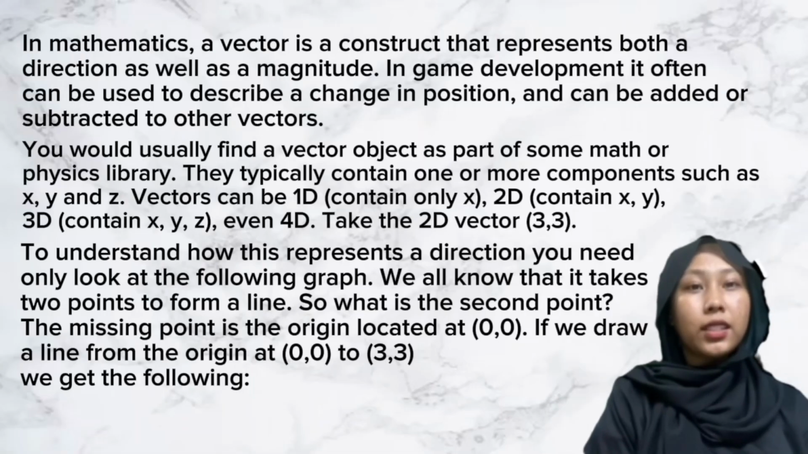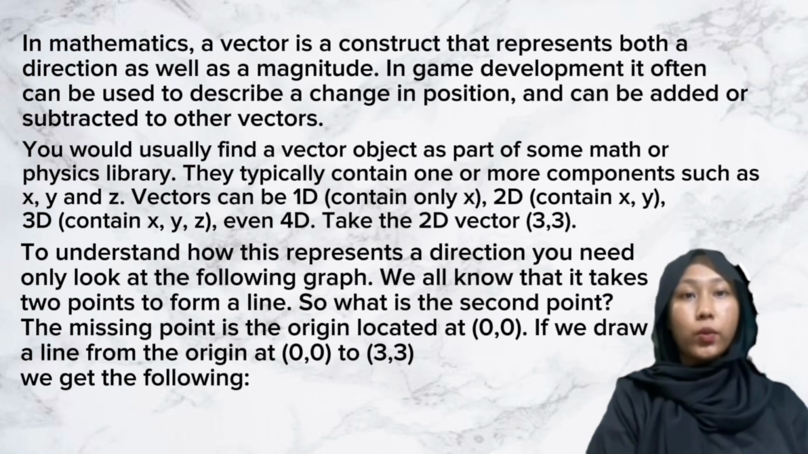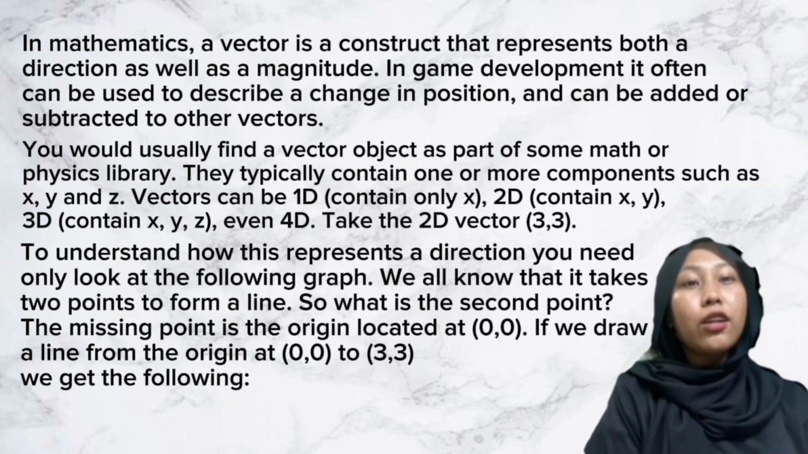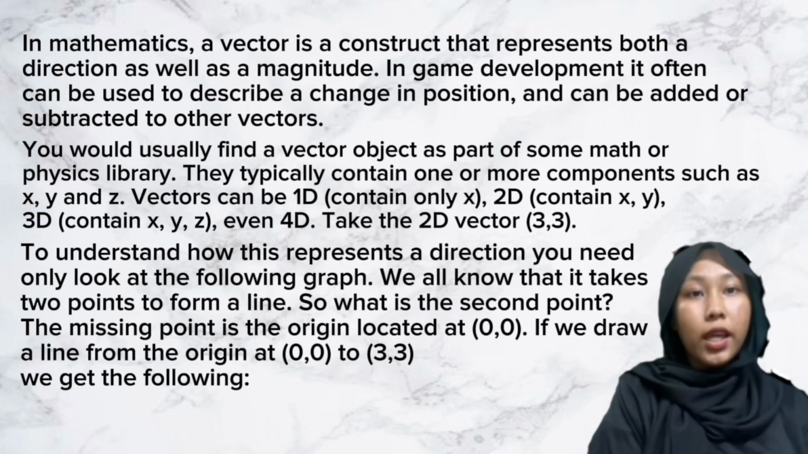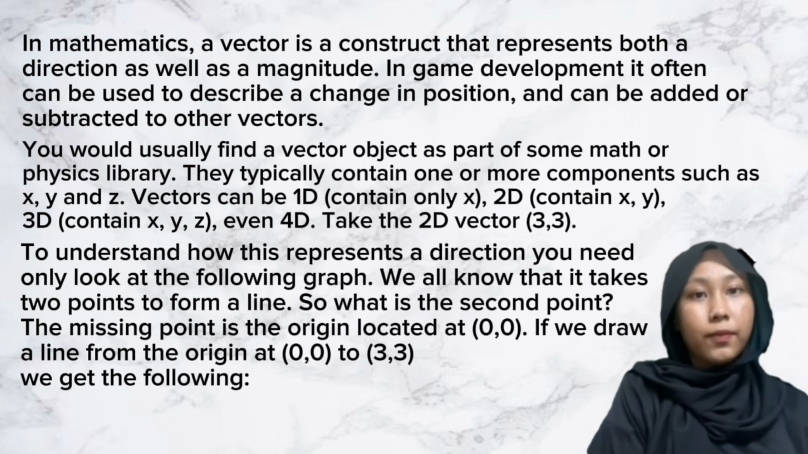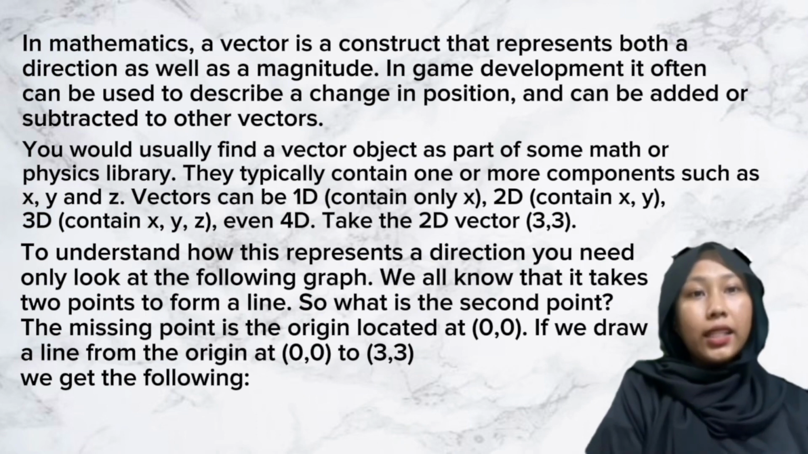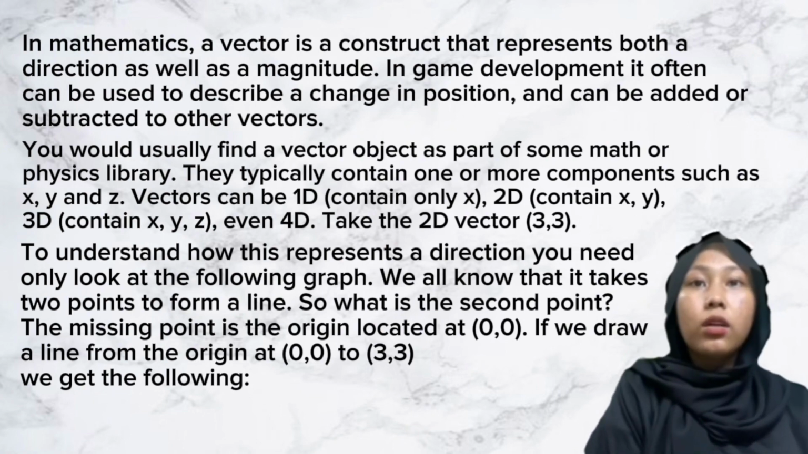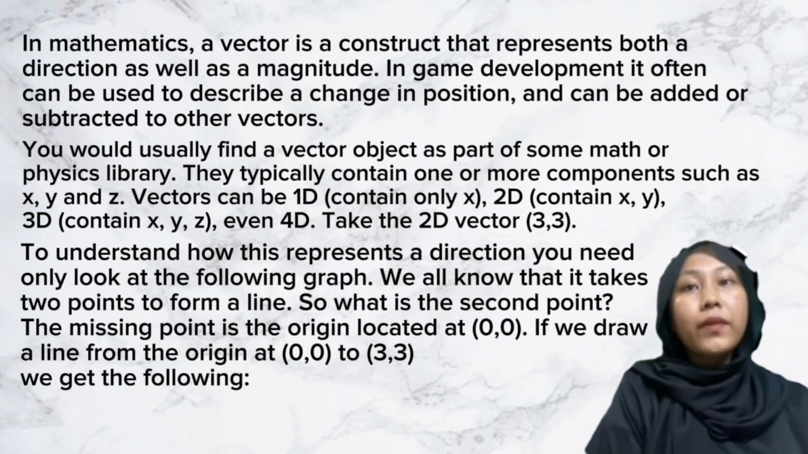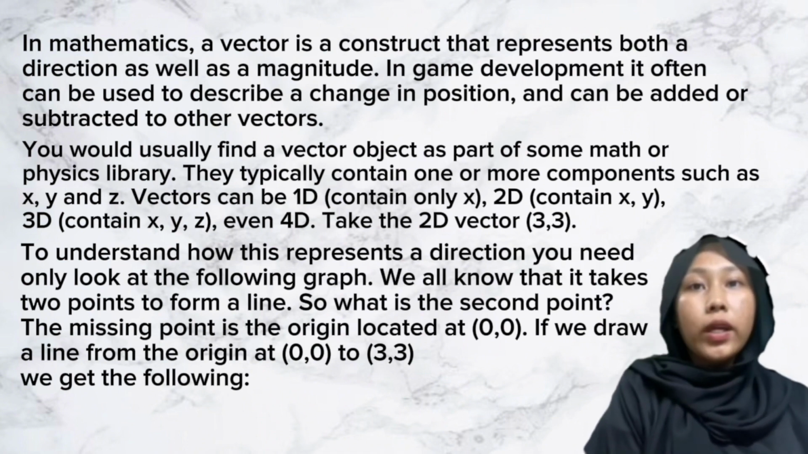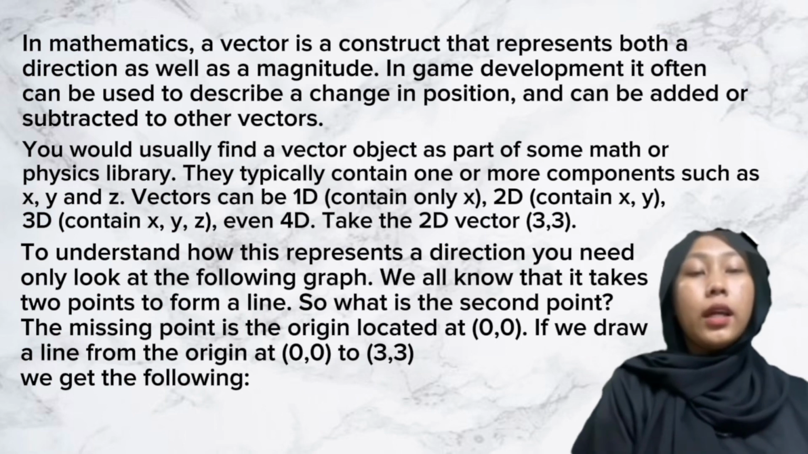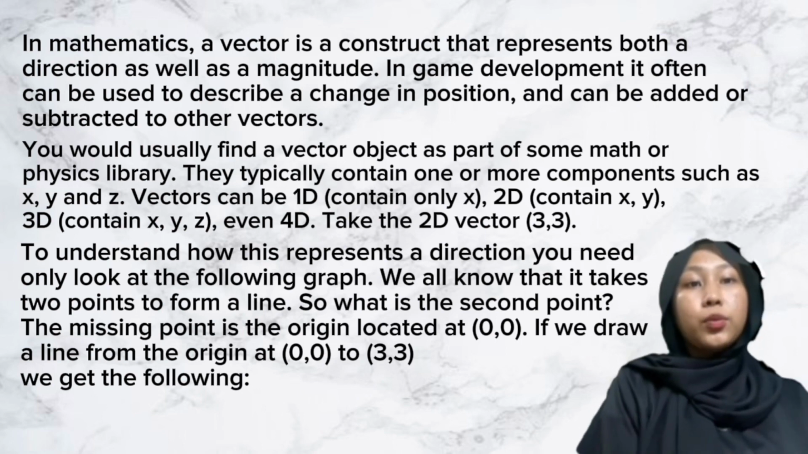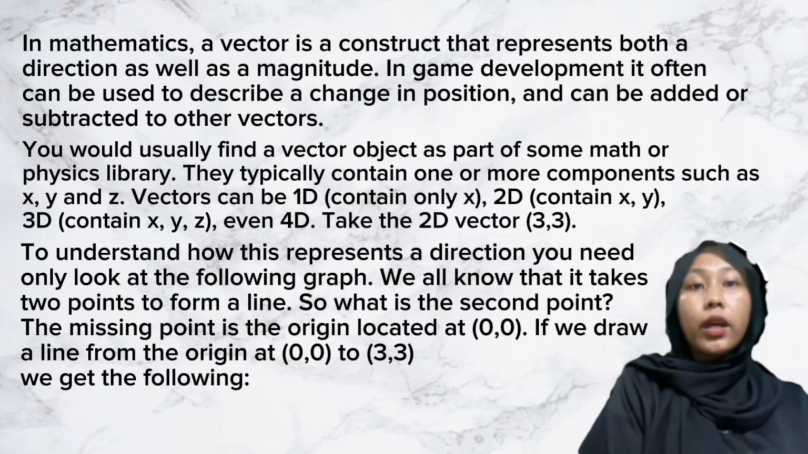In mathematics, a vector is a construct that represents both a direction as well as a magnitude. In game development, it can often be used to describe a change in position and can be added or subtracted to other vectors. You would usually find a vector object as part of some math or physics library. They typically contain one or more components such as x, y, and z. Vectors can be 1D, which contains only x, 2D, which contains x and y, and 3D, which contains x, y, and z. Take the 2D vector at the coordinate 3, 3. To understand how this represents a direction, you need only look at the following graph.